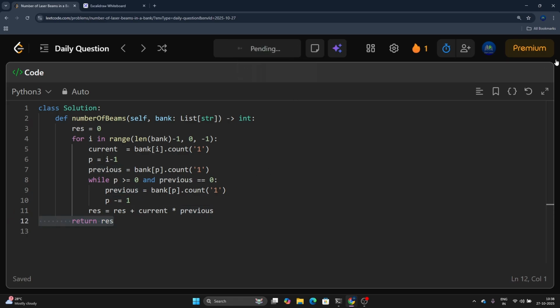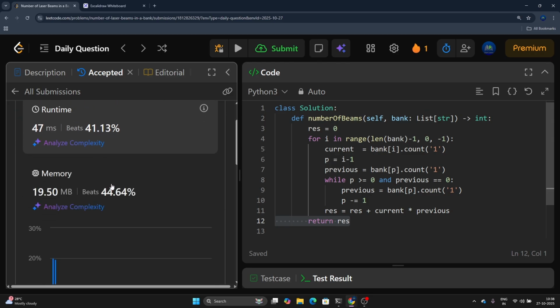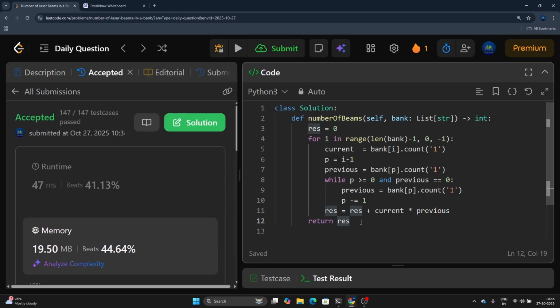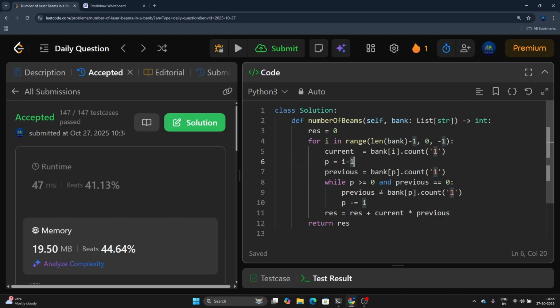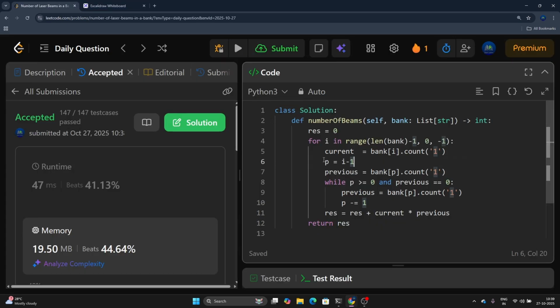Submit this. This is going to pass all the test cases. You can see we have a fairly good runtime and a fairly good memory usage. So we have solved this problem in a very efficient way. The time complexity of this would be O of n multiplied by m, where n is the number of rows you have and m is the length of any row. Basically, n is the number of rows, and m is the number of elements in your rows. That's the time complexity, and the space complexity would be O of 1. We are not using any extra space to solve the problem. So that's how we are solving this one.